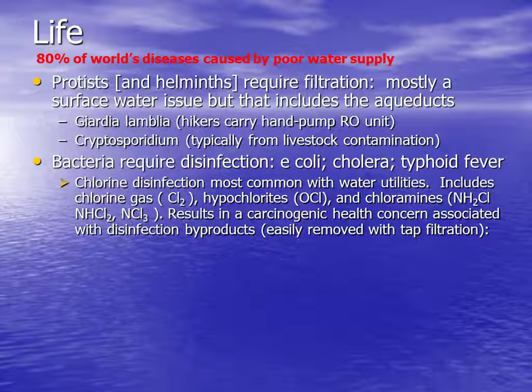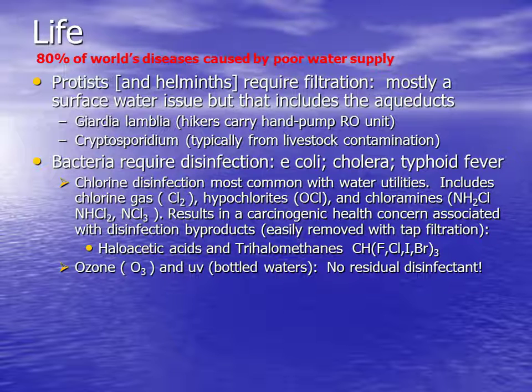These chlorine compounds result in a carcinogenic health concern associated with some of the byproducts that are formed. Those byproducts are easily removed at the tap if you have a tap filtration unit attached to your faucet. So it's a pretty easy problem to contend with, and it's certainly worth having the disinfectant in the water until it gets to your tap. Haloacetic acids and trihalomethanes result from the interaction of the chlorine products with things in the water, and that's the main carcinogenic concern.